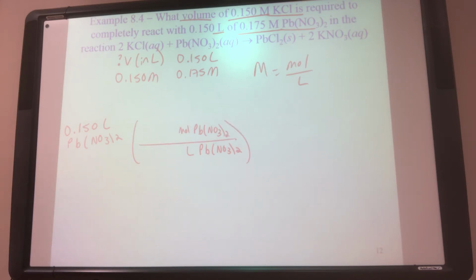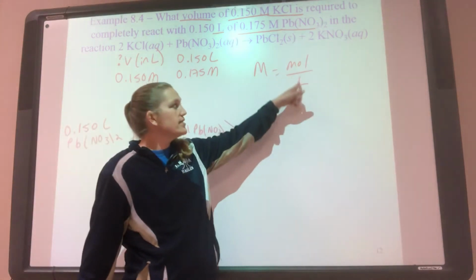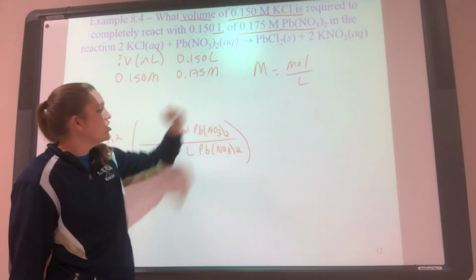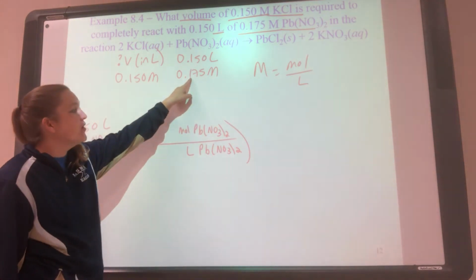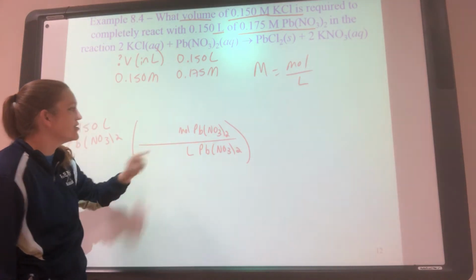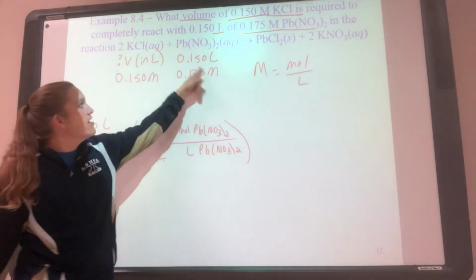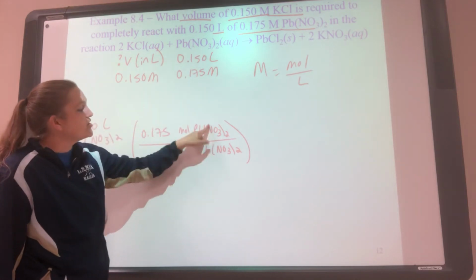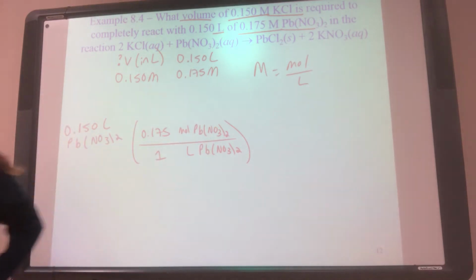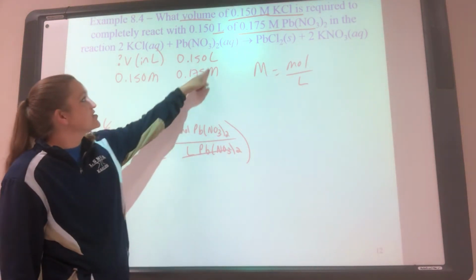So if I have liters and I want moles, I need something that relates moles and liters. Well, what relates a mole and a liter? The molarity. So where does this number go? Remember, I could rewrite this as 0.175 moles in 1 liter. So that number is going to go with my moles and 1 here. And make sure you pick the molarity that goes with the right guy. That's why I write my units here. So now I have moles of this guy.